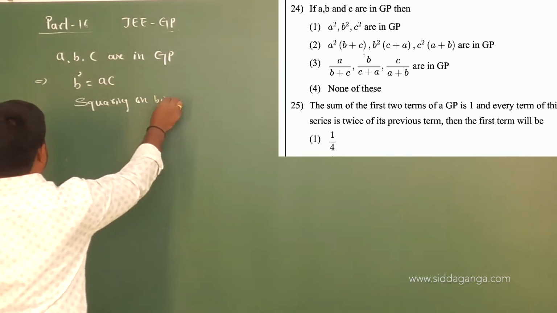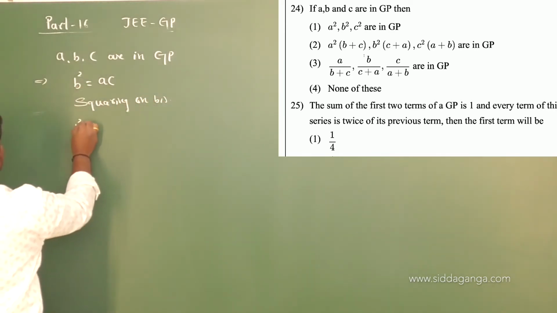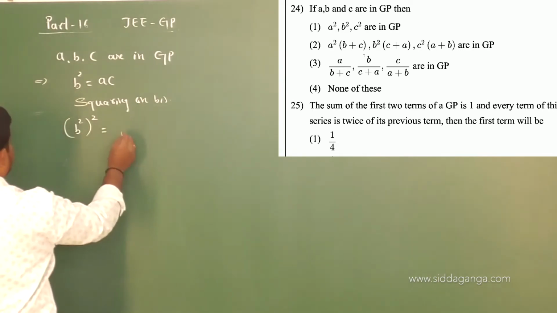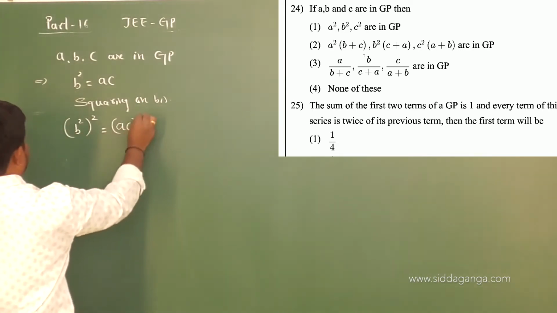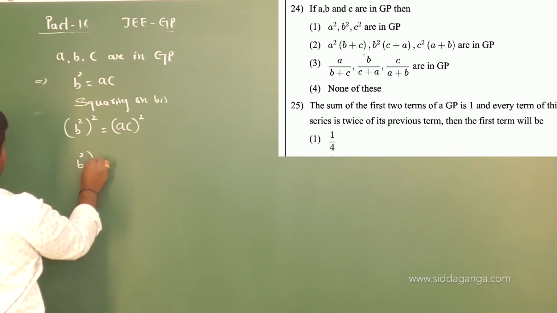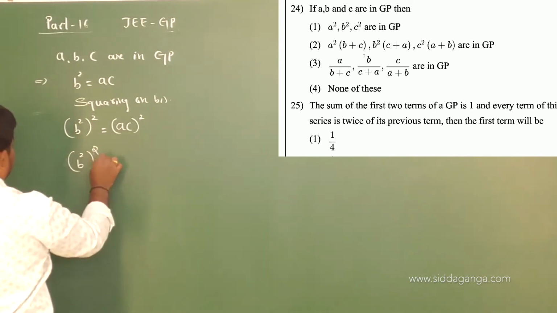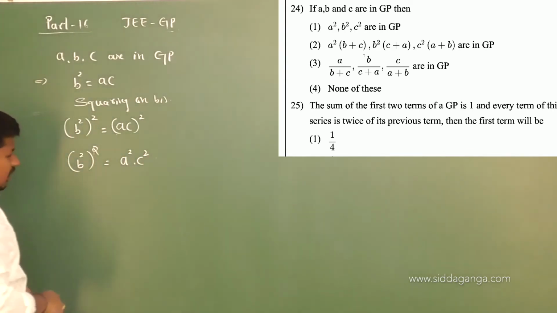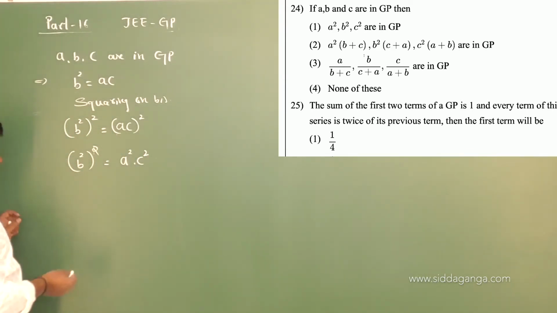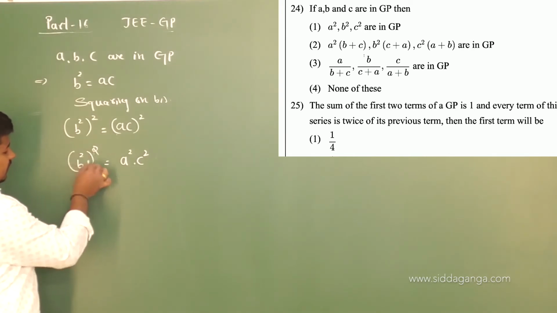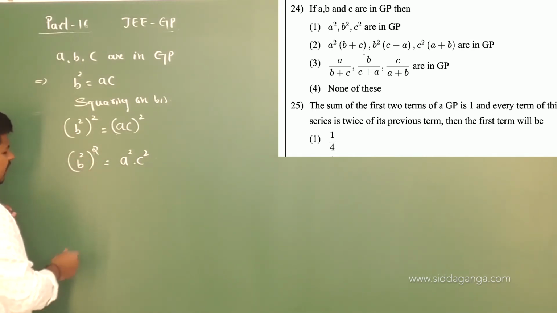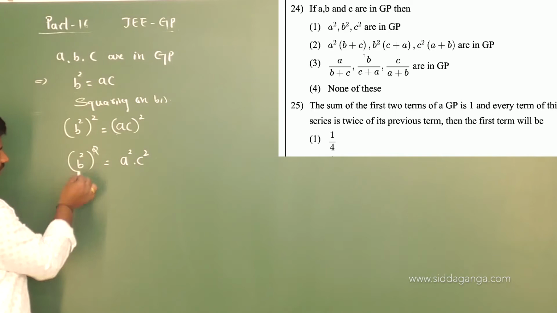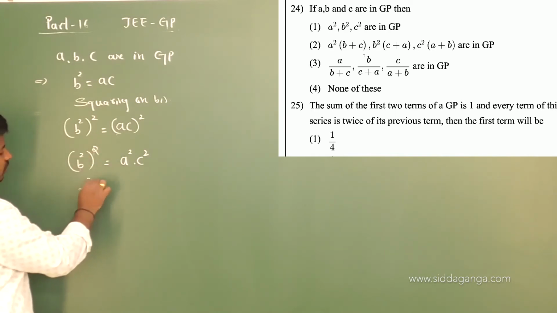What happens? B square whole square, you get AC whole square, you get B square whole square, and this is same as A square into C square. Now you can observe here, square of this, let me take B square as some element x. So B square whole square becomes x square.